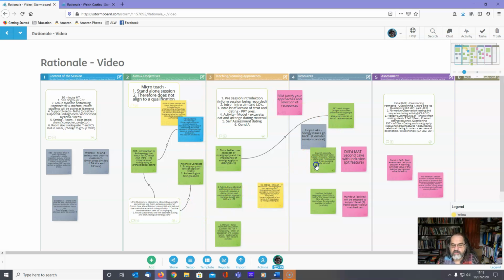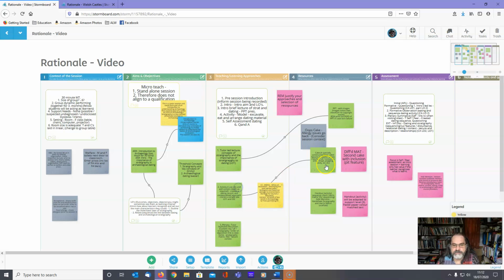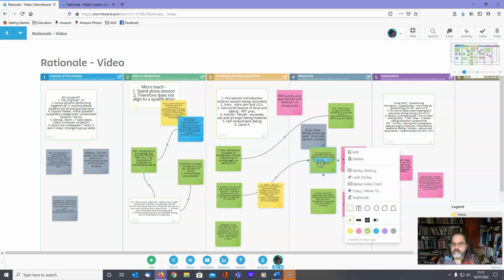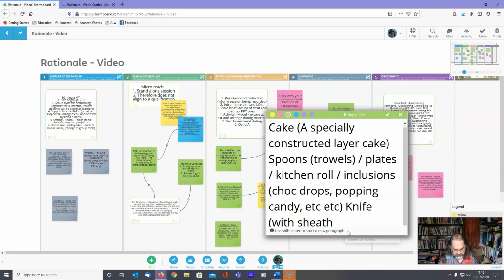Now then, for the activity, the eating and dating, which is the best bit, I'm going to link it over here. We've got a specially constructed layer cake done beforehand. My wife's really good at making these. I'm really good at eating them. I specialise in eating cakes. Spoons, practice trowels, plates, kitchen roll, inclusions, chalk dust, popping candy or biscuits, whatever, and a knife with a sheath.